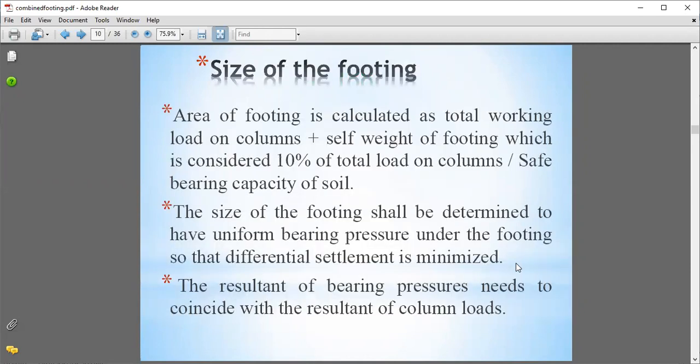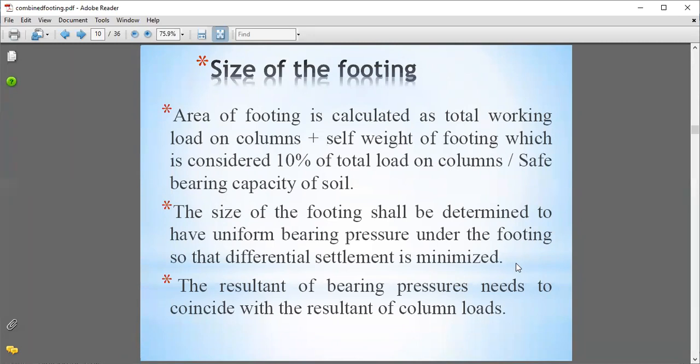Next one is the size of the footing. We'll see how to go about the size of the footing. The area of footing is calculated as the total working loads on the column plus the self weight of the footing, which is considered 10% of the total load of the columns, divided by the safe bearing capacity of the soil.